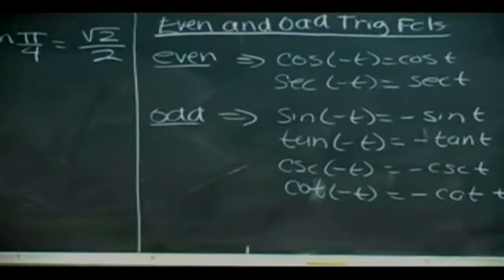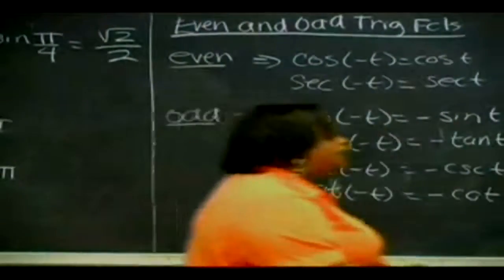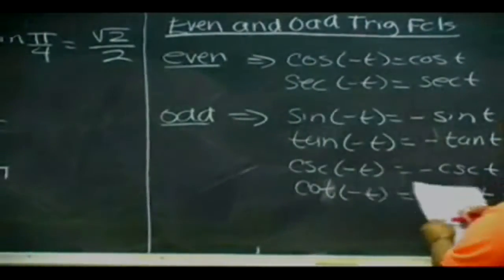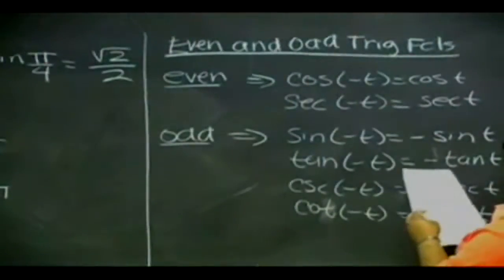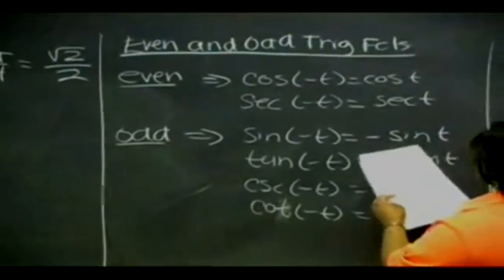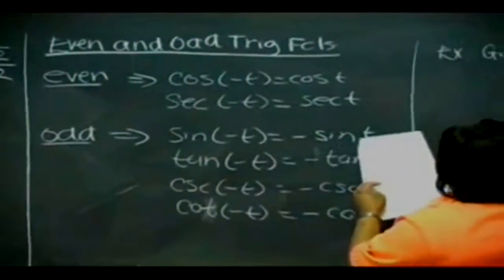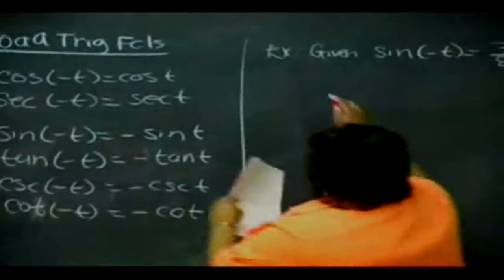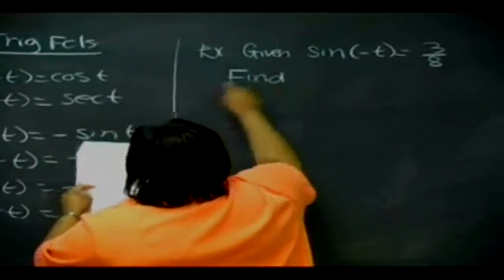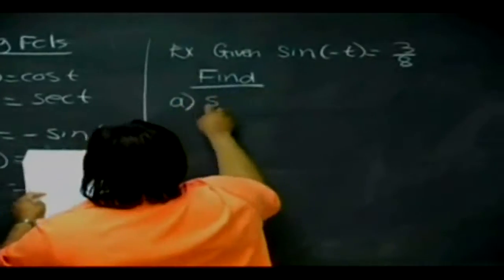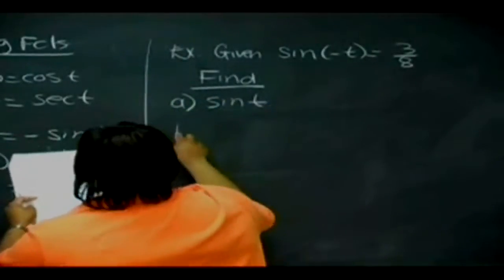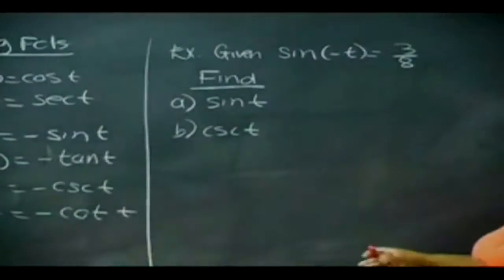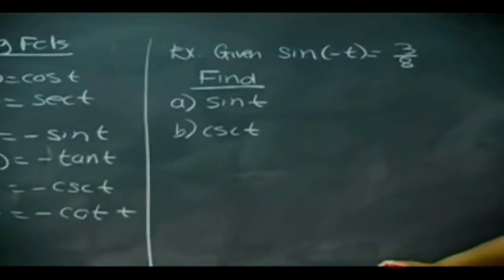So, they may want us to evaluate some functions using this idea of even and odd. For example, if we are given that sine of negative t is 3/8, then we want to find sine t and cosecant t by using the definitions for even and odd.